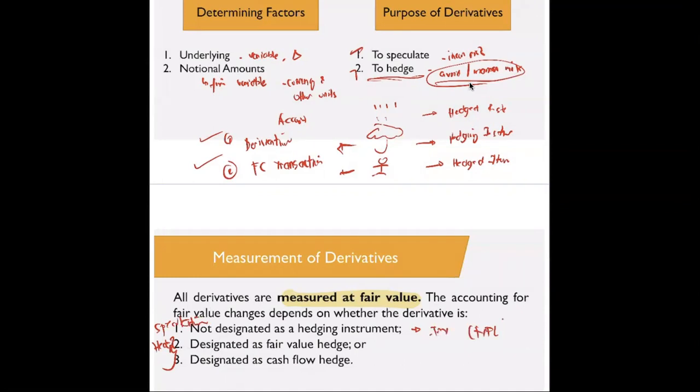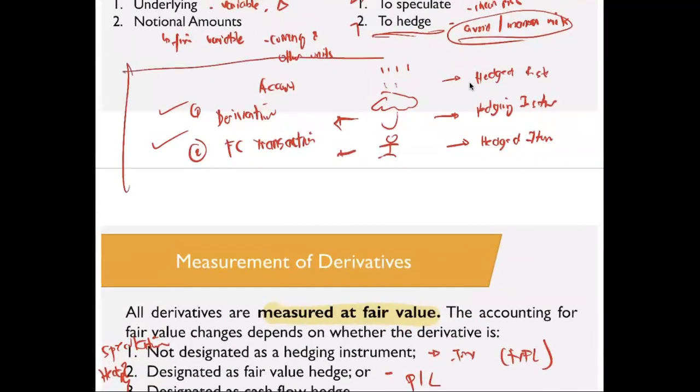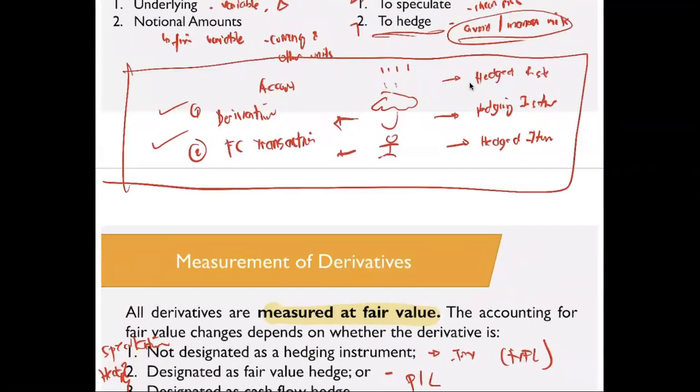Generally, it is FVPL. Next, designated as fair value hedge. How do we measure your fair value here? We place it in your profit or loss. Cash flow hedge, depending on your effective portion and ineffective portion: if that is effective portion, the cash flow hedge, we place it in your OCI. Ineffective portion, we place it in your profit or loss. Do not forget this whole idea or whole picture of your derivatives. Once you know the whole picture of derivatives, it's easier for us to account for it.